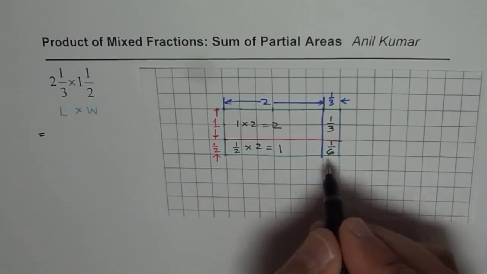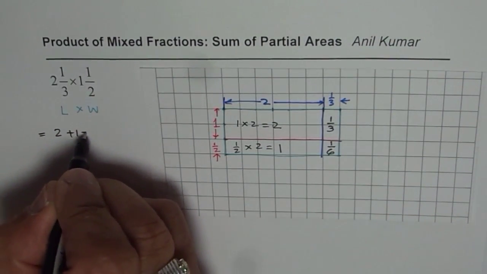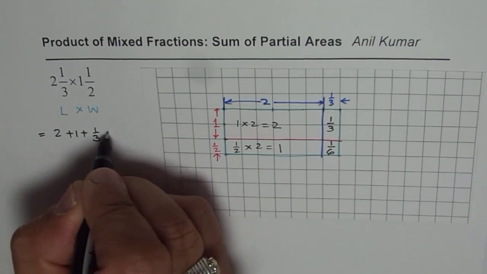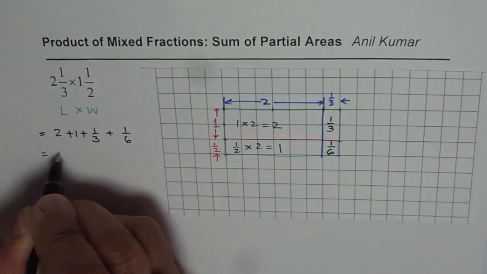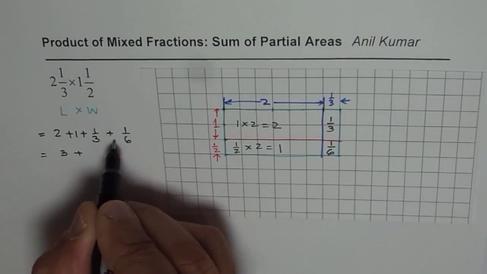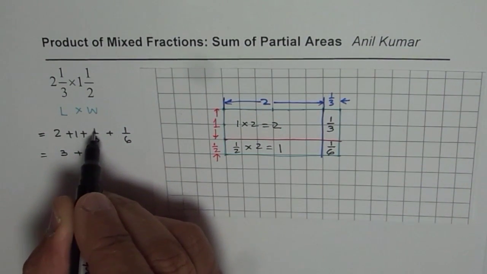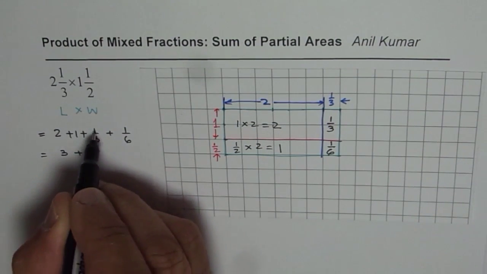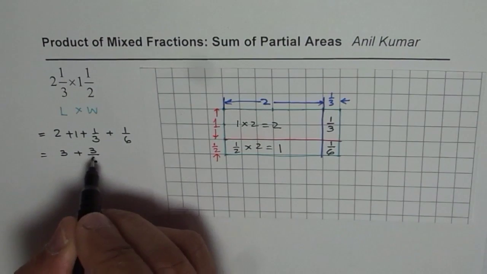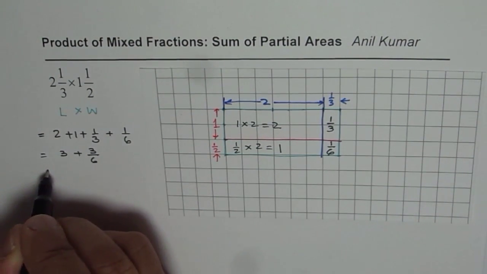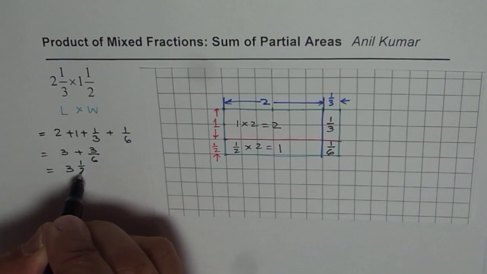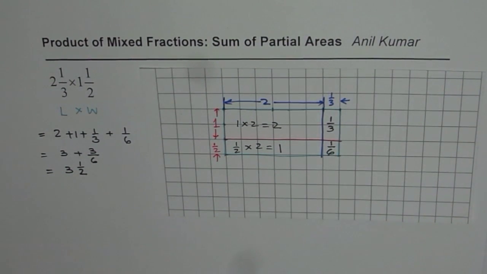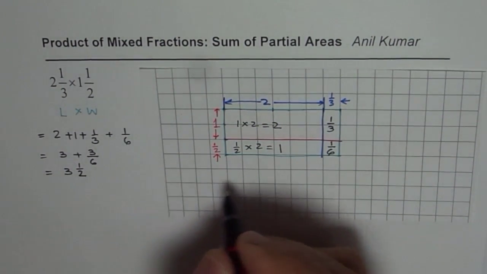So we can add these, so we get 2 plus 1 plus 1/3 plus 1/6. Now 2 plus 1 is 3, plus 1/3 plus 1/6. You can treat 1/3 as 2/6. That is 2 plus 1 is 3. So 3/6, which is as good as half. So when you add this up, you get 3 and a half. Correct? So that is how you can multiply mixed fractions by using the concept of partial areas addition, right? Now, after this, I think you have understood the whole process.